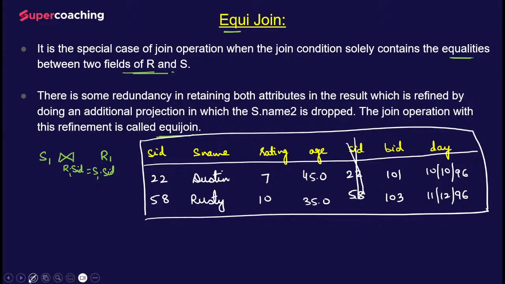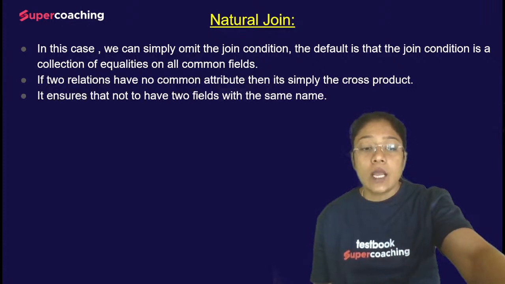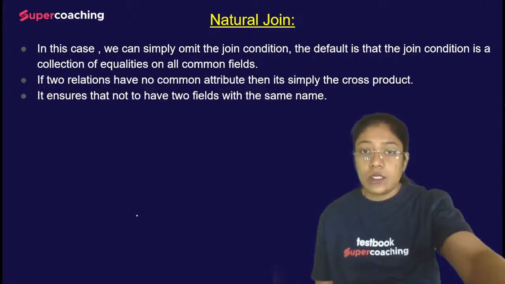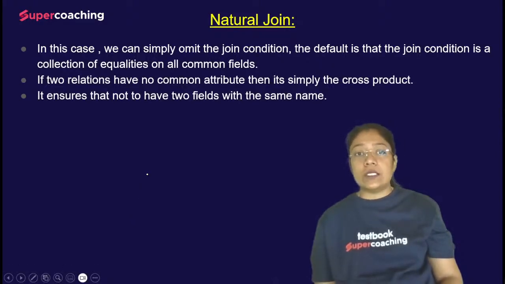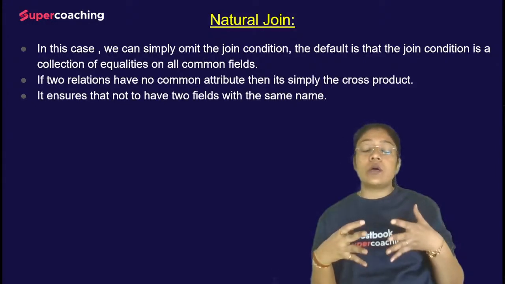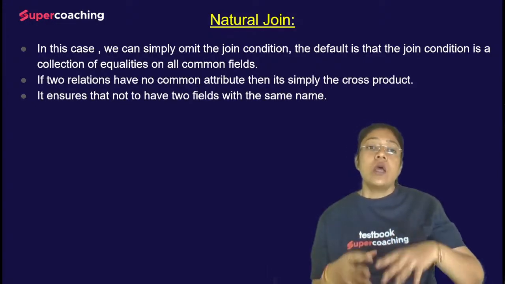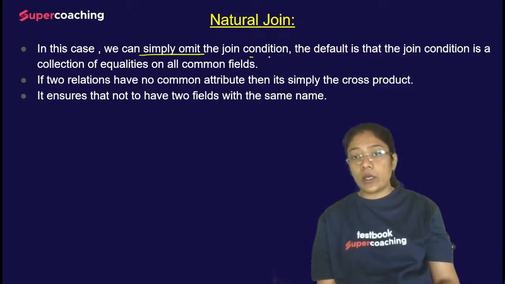And similarly, we have the natural join. In the natural join, we need not provide the condition. Here, we simply omit the condition. Then the question arises how the system gets to know what condition it needs to apply. So natural join means automatically it will take the condition that is for the equality of all the common fields. जितने भी common fields होंगे on the relational instances which we have taken as the input, those will be eliminated. So in this case, we can simply omit the join condition.